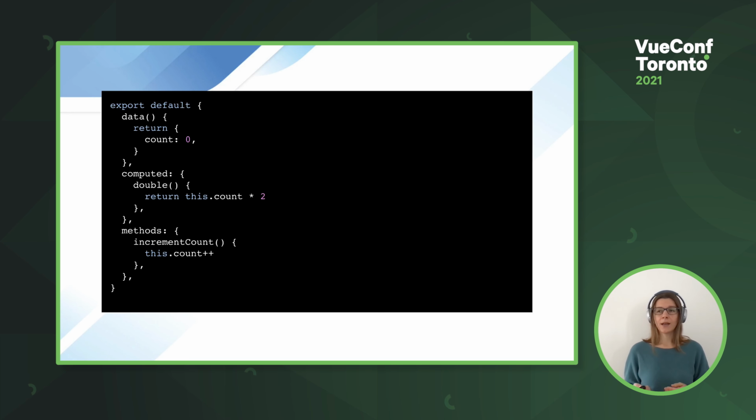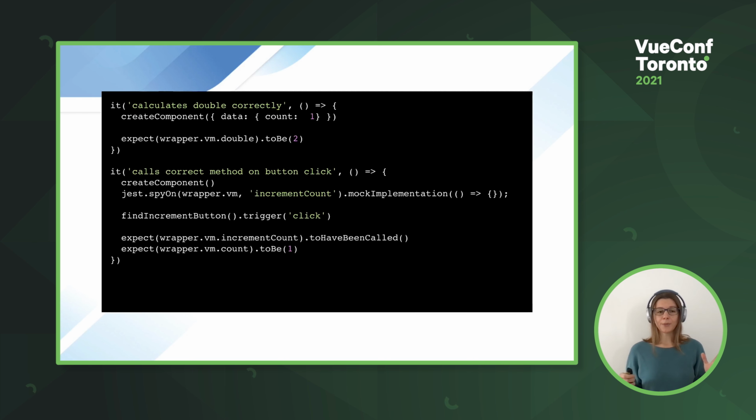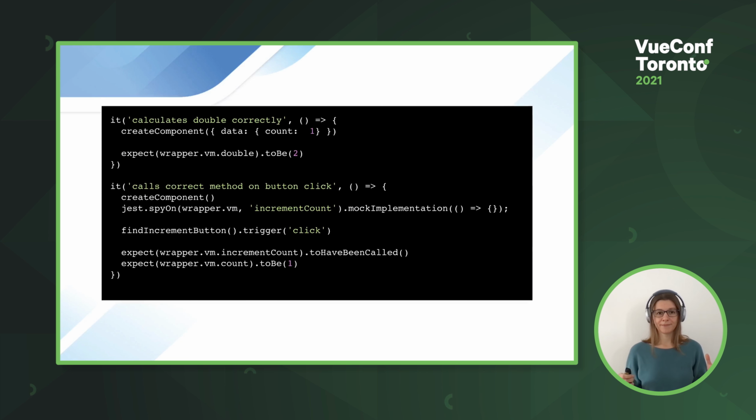What do I mean? Imagine that we have a simple component that has a counter and a computed property that calculates the double of this counter, and there is a simple method just to increment the count. Only three things. And how do people structure their tests? First, it calculates double correctly. We are setting up a component, we are passing the data, and createComponent is setting data under the hood.